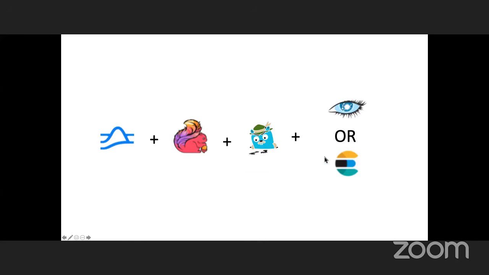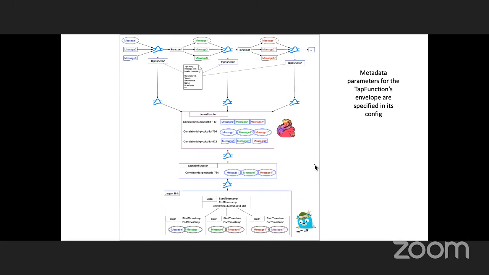So what we're going to do in this pattern is combine Pulsar and Flink and Jaeger, and then Jaeger can use Cassandra or Elasticsearch as a backend. And if you're using Elasticsearch as a backend, there are some additional things that you could potentially do if you want to do analytics on it. I won't get into any of that in this presentation.